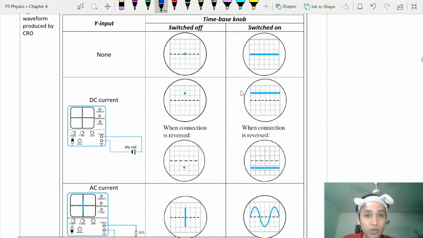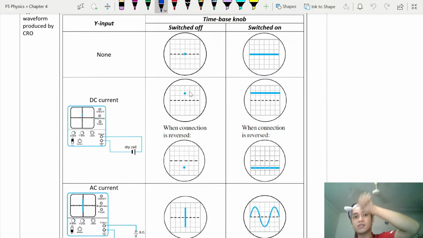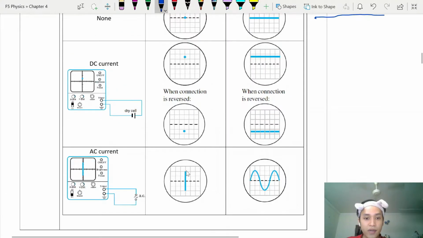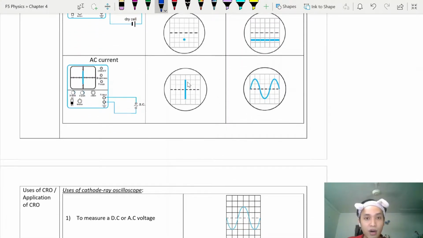For a CRO, you need to know the shape. When the time base is off for a DC current, you will only see a dot. Once you turn on the time base, like just now when you saw the wave start to move, there's direct current, meaning straight, so you will see a straight line like this. For an alternating current, when the time base is off, the dot will only go up and down. Once you start your time base, it will start to look like this loop, like you saw in the simulation just now.